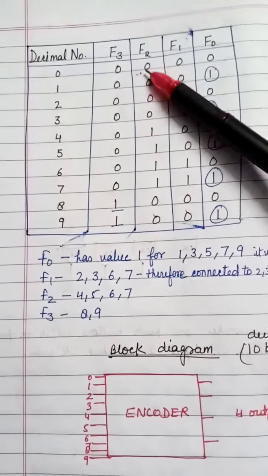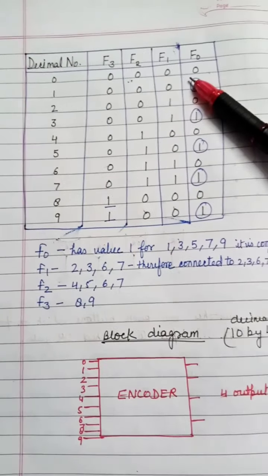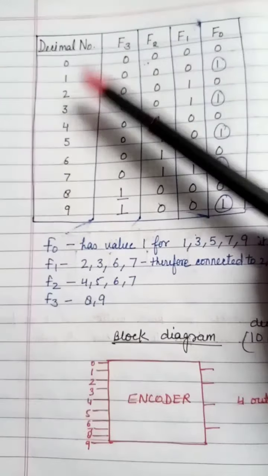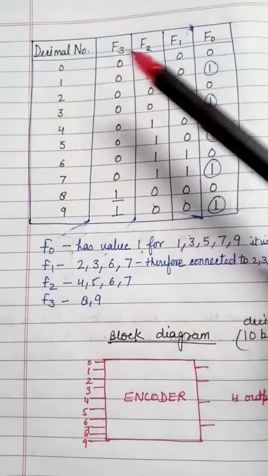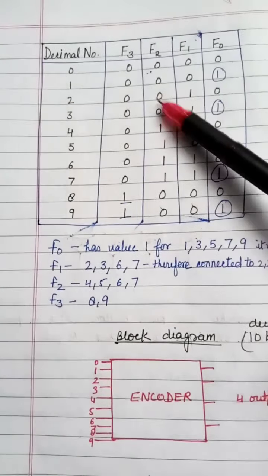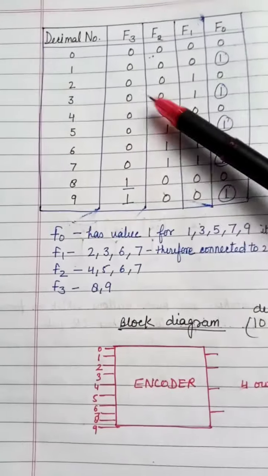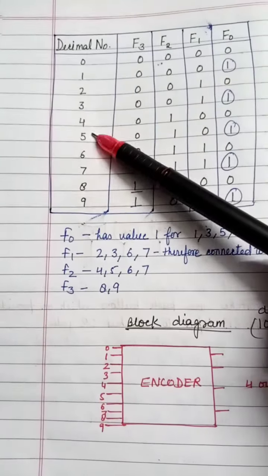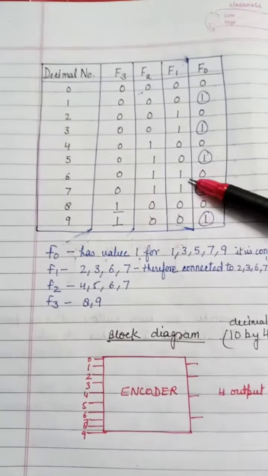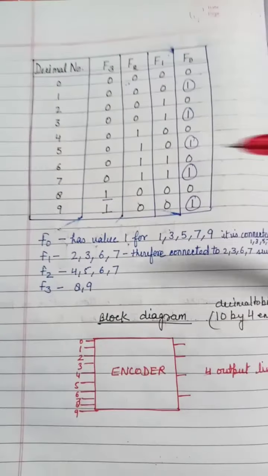For 0, the binary equivalent will be 4-bit, since there are 4 output lines. So 0, 0, 0, 0. For 1, it is 1. For 2, binary is 1, 0, and the rest of the values will be 0, 0. For 3, the binary word will be 1, 1, and the rest will be 0, 0. For 4, 1, 0, 0. Like this, you will complete this truth table first. Make the truth table.